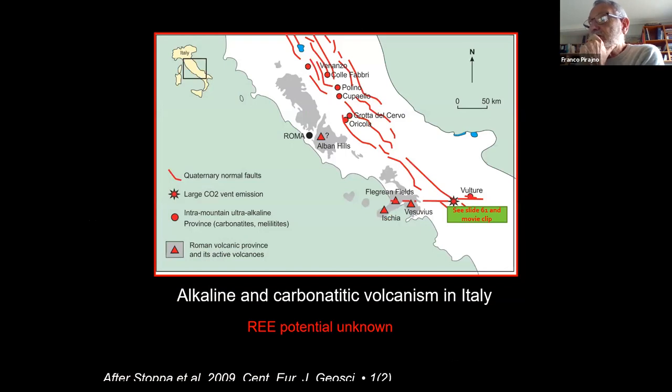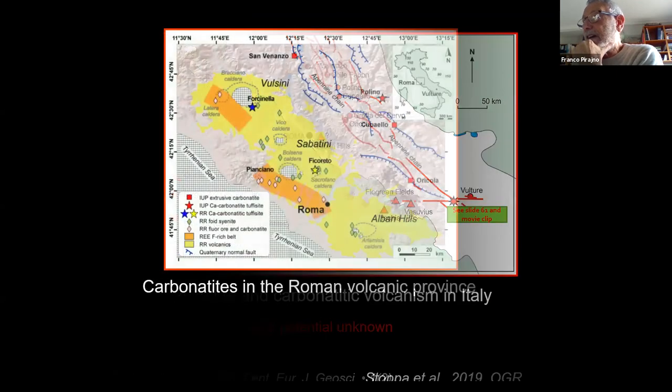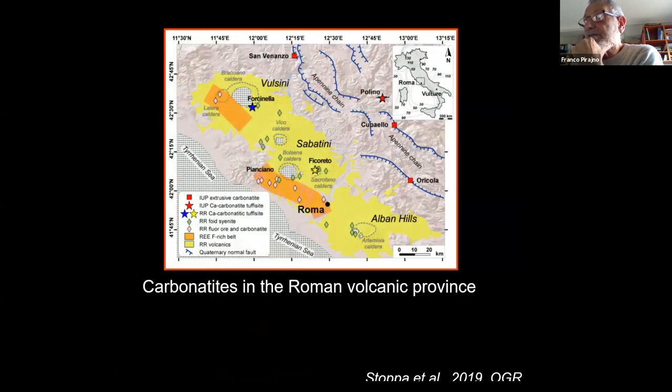Let's go to my old home country, Italy. Here I visited the Vulture, which is a big volcano with carbonatite in it. It's a silicate carbonatite volcano, and there are others in the area, mostly extrusive carbonatite, carbonatite tuffisite, various carbonatites in the Roman volcanic province. This is from Francesco Stoppa.